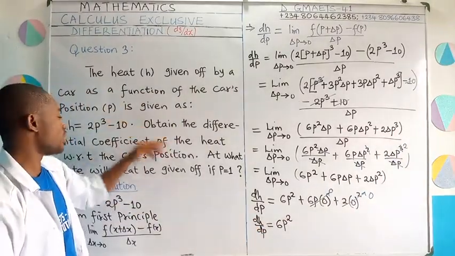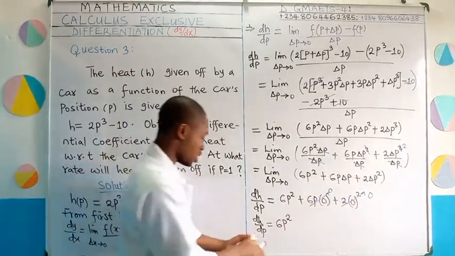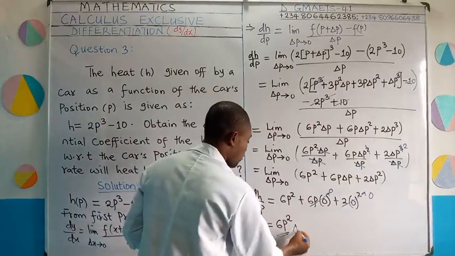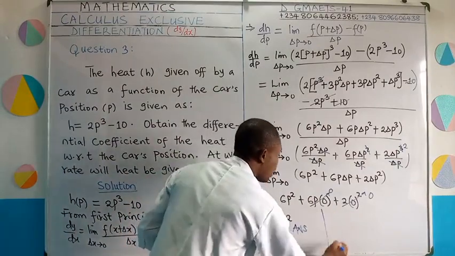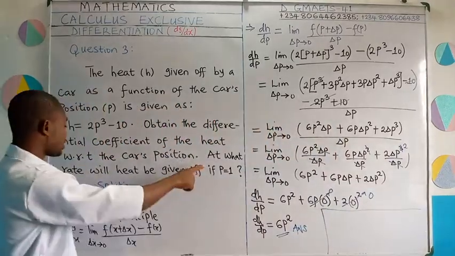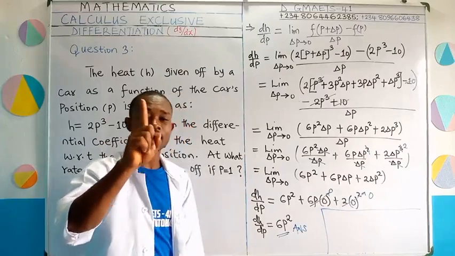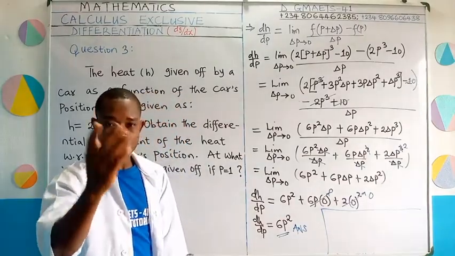It is the differential coefficient of the heat with respect to the car's position we are asked to find. This is the answer. We are done with the first part. Now, I'm going to conclude the second part here. In the second part, we are asked at what rate will heat be given off if the position of the car is at point 1, position 1, okay?